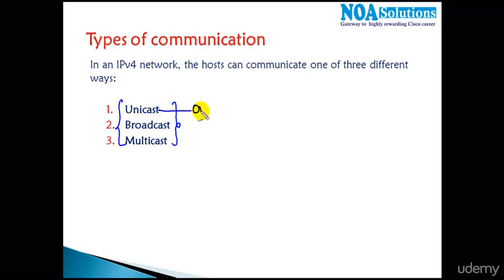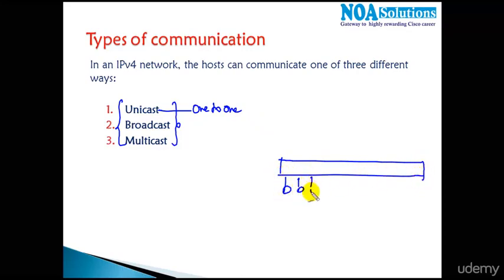The first one, unicast, is a one-to-one communication. Let's take an example. I have a LAN, and in that LAN plenty of devices are connected. In that LAN, maybe one device is sending information and another device is responding to it. So in this LAN, even though I have many devices, only 2 devices are communicating.